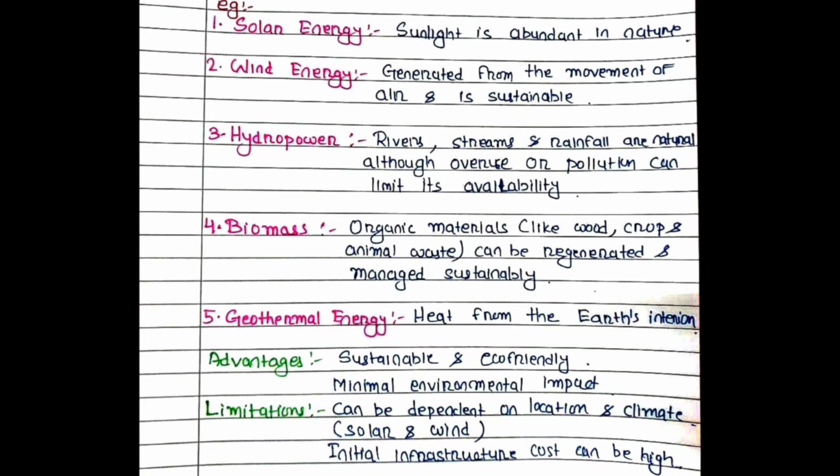Then the hydropower. This is power generated from the rivers, streams, rainfall, and all are natural resources. But overuse or pollution can limit the availability of hydropower. As hydropower is natural and water is abundant on our earth, that's why it is also classified as renewable energy. Then the biomass. It is organic material like wood, crops, and animal waste which can be regenerated. Also, it can be managed sustainably without harming our environment.